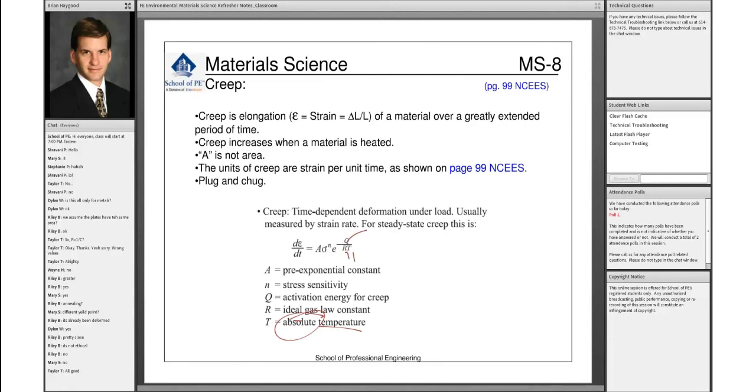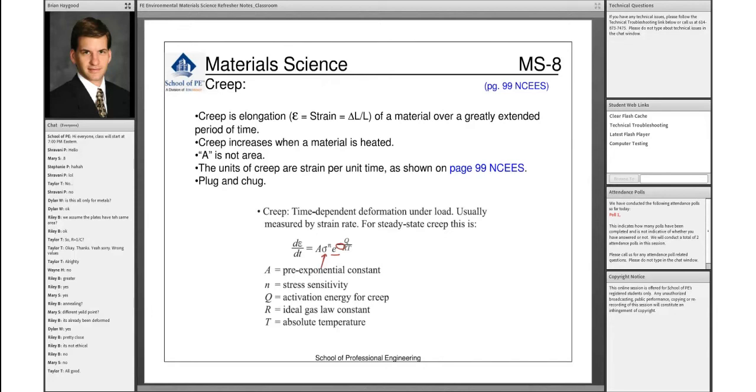T is temperature. Make sure you put temperature in absolute units as instructed here. So R and T go on the bottom. Q is the activation energy. Expect that value to be given, though I think there might be a default value on page 99 in this section. I don't recall. That's the exponential function. Make sure you know how to find that on your calculator. Don't forget the negative sign.